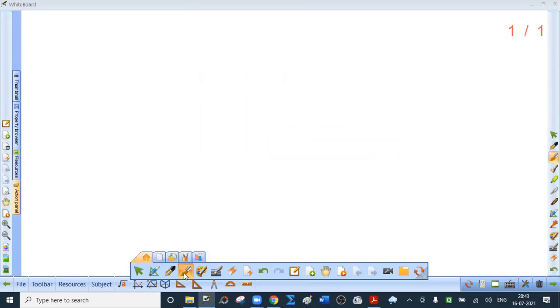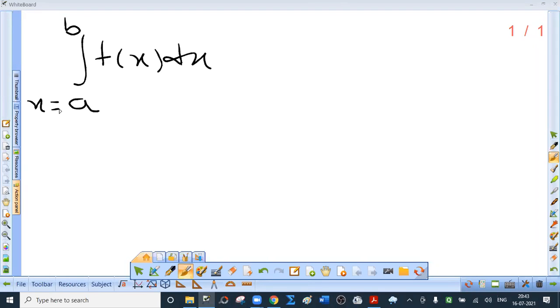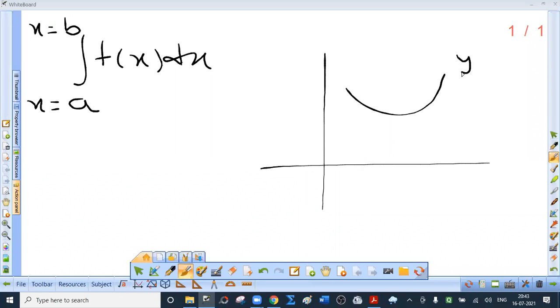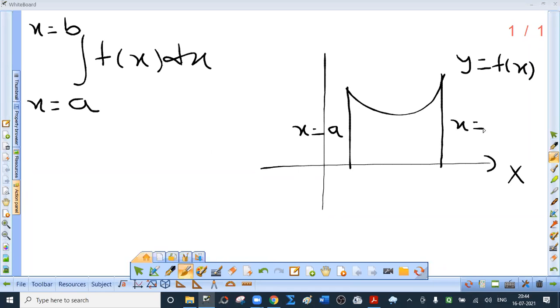Before that, let me tell you the geometrical interpretation of this. What is the integral? How to read this? Integral a to b f(x) dx. This is actually x equal to a, x equal to b. This represents the area of the region. Which region? It is bounded by the curve y equal to f(x), the x-axis, and these two lines. This line is x equal to a and this line is x equal to b.